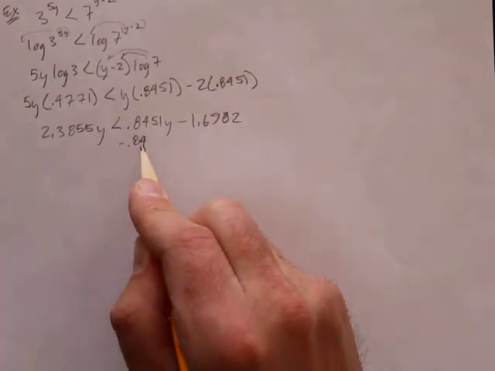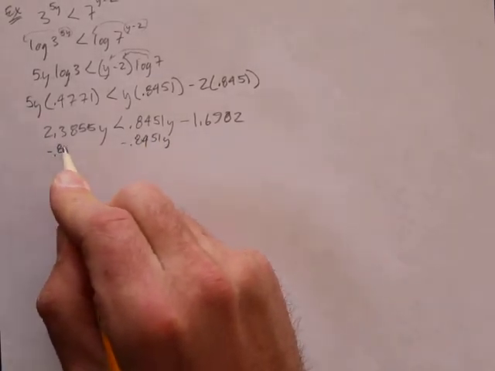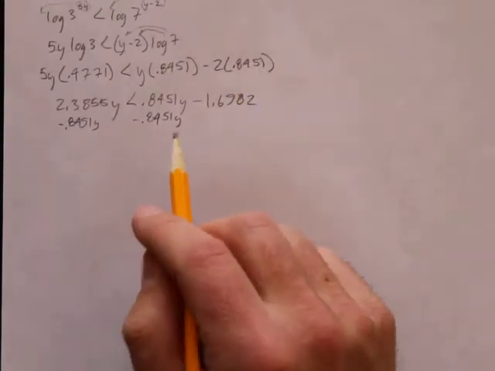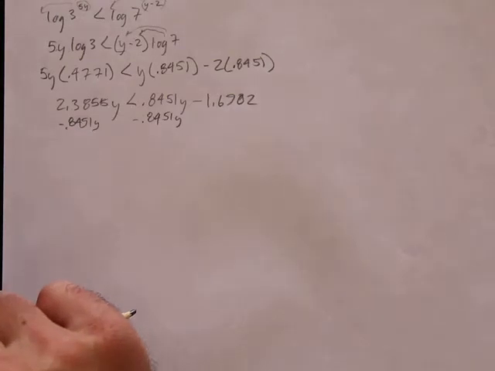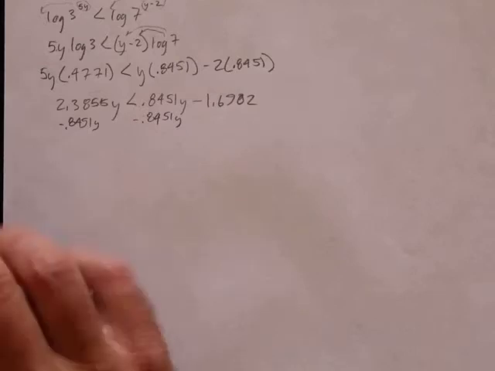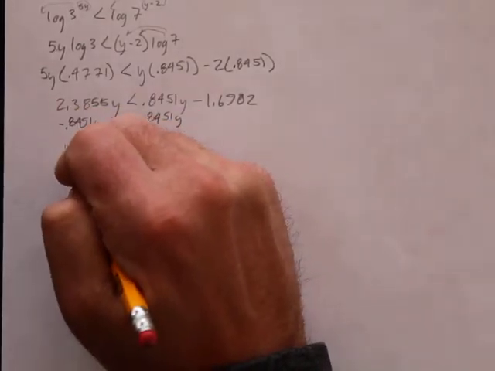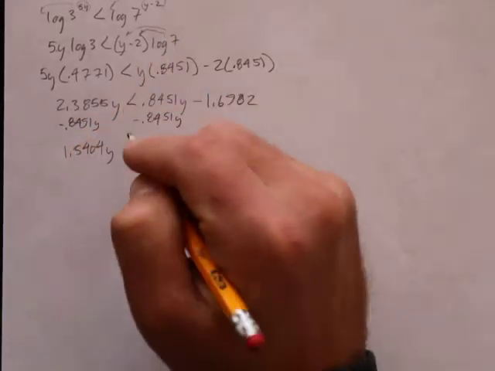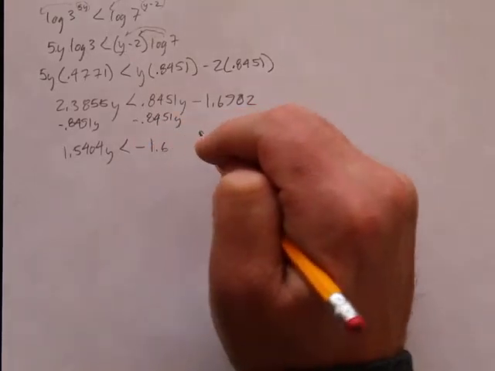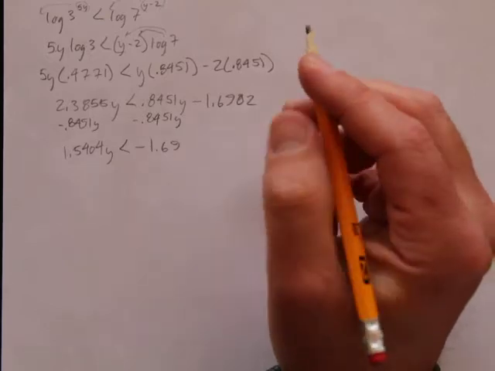Subtract 0.8451y from both sides, because I want y by itself. So I got 2.3855y minus 0.8451y, and I end up with 1.5404y is less than negative 1.6902. Was it 02? Yes, 02.